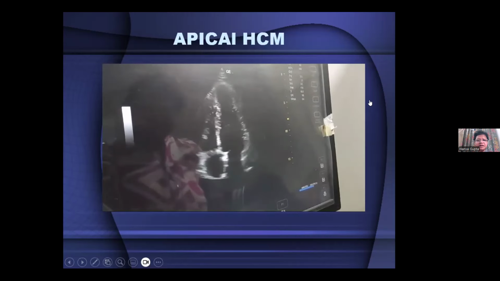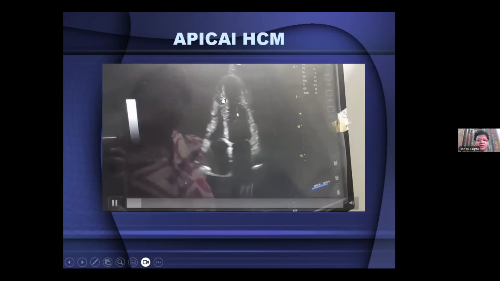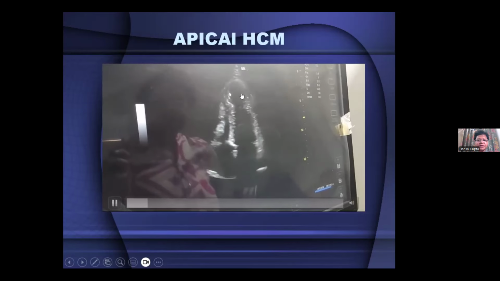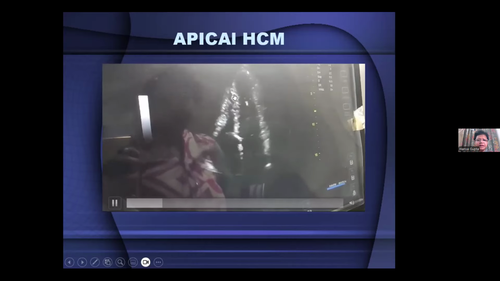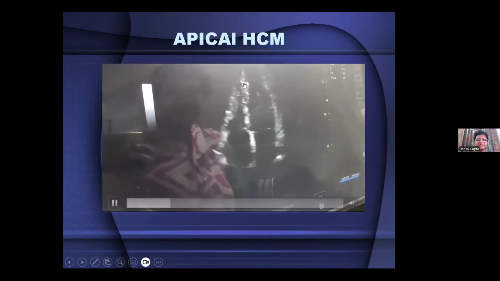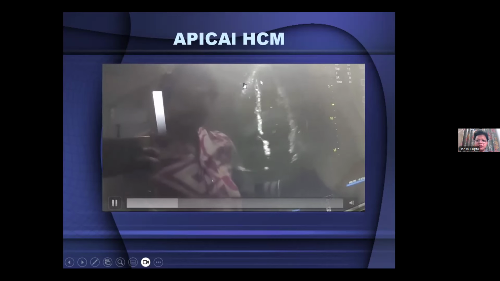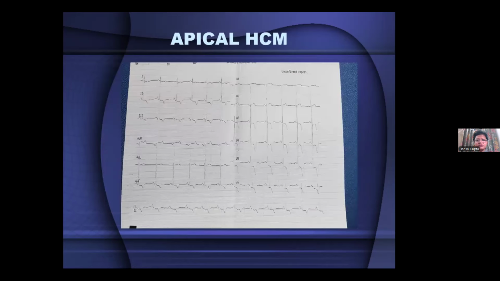This is the apical cardiomyopathy case which I got. Can you see here, it's an aneurysm kind of thing, which I observed, right? And I sent the patient for cardiac MRI, which did not show any aneurysm. See here, the deep symmetrical T waves, a very typical picture of Yamaguchi syndrome, a very, very typical ECG.